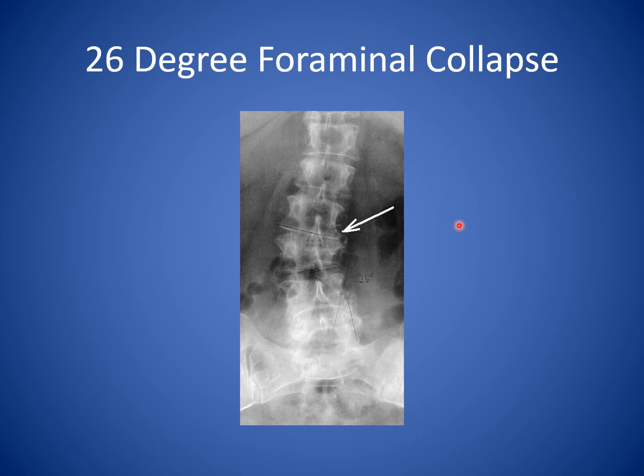You can have a much greater angular collapse. If you notice, this is about a 26-degree angular collapse from 5, 4, 3, 2, 2, 3. So L2 is collapsed on L3, and you can imagine the nerve root that could get trapped in there.